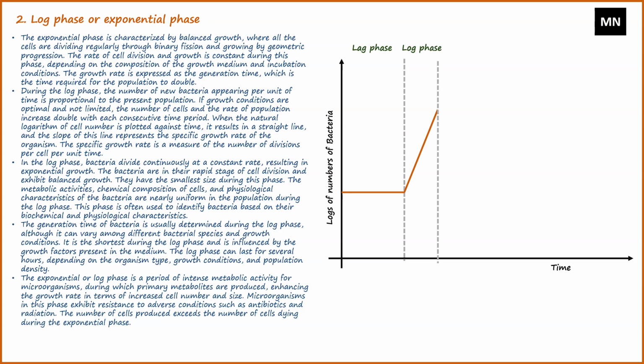The exponential or log phase is a period of intense metabolic activity for microorganisms, during which primary metabolites are produced, enhancing the growth rate in terms of increased cell number and size. Microorganisms in this phase exhibit resistance to adverse conditions such as antibiotics and radiation. The number of cells produced exceeds the number of cells dying during the exponential phase. Overall, the exponential phase is crucial for the rapid growth and multiplication of bacteria, characterized by balanced growth, high metabolic activity, and increased biomass production.